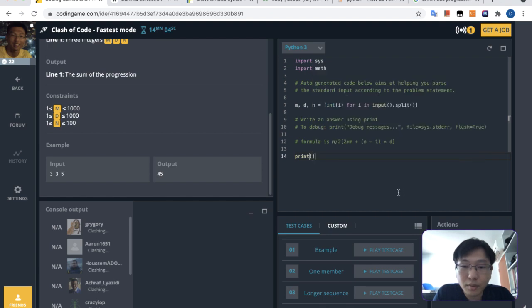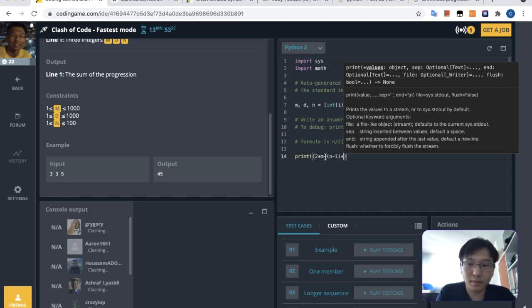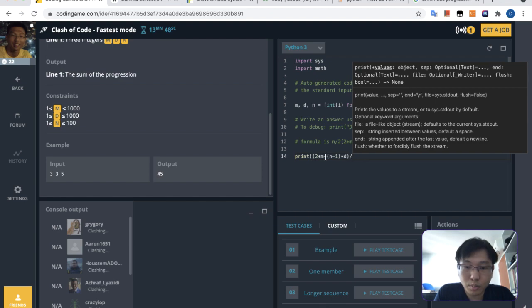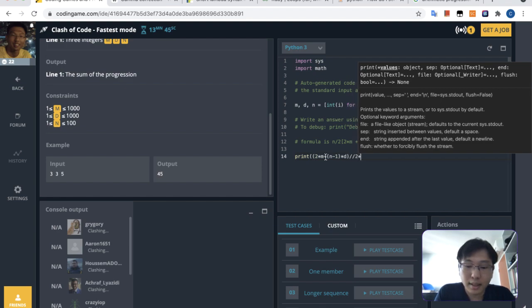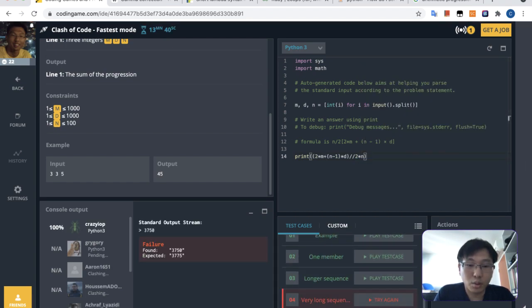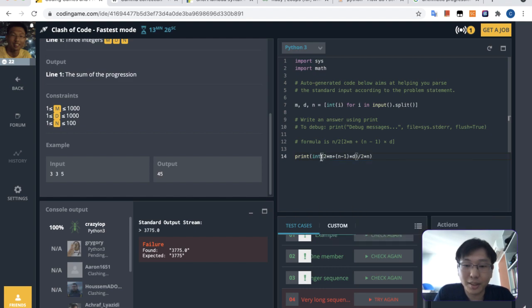Okay, so print 2 times m plus (n minus 1) times d, divided by 2 times n. Let's just try to print this. Oh, yeah, I cannot divide by 2 here, so it turns out that it's important to keep it there.